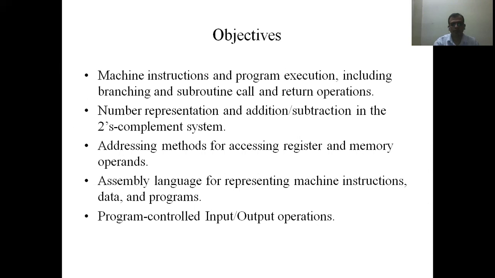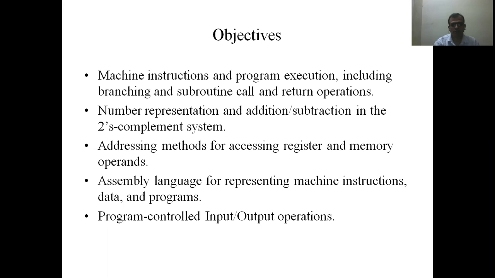The objectives: the machine instructions in program execution, including branching and subroutine call and return operations. For execution, we need different operations like branching, going from one step to another, or subroutine call or return operations. Also, number representation and addition and subtraction in the two's complement system. So we are going to represent numbers in the form of binary numbers in computers.